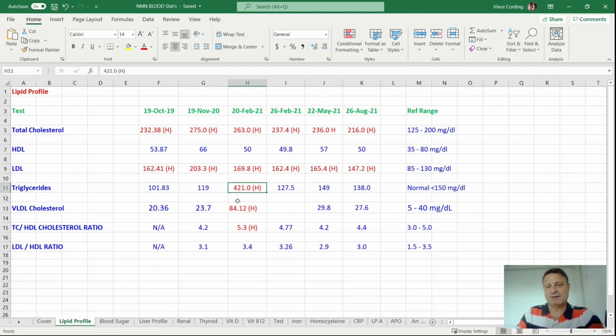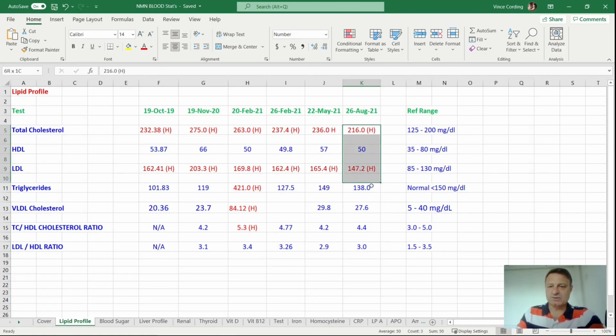And remember, that blood test was taken within a few days of meeting up with an old friend and probably drinking too much beer. VLDL cholesterol, which is one I definitely want to see come down, 40 is the maximum. 27.6 is a good number as far as I'm concerned, and it's down from 29 last time. Total cholesterol HDL ratio 4.4, that's good, and the LDL HDL ratio is good as well.